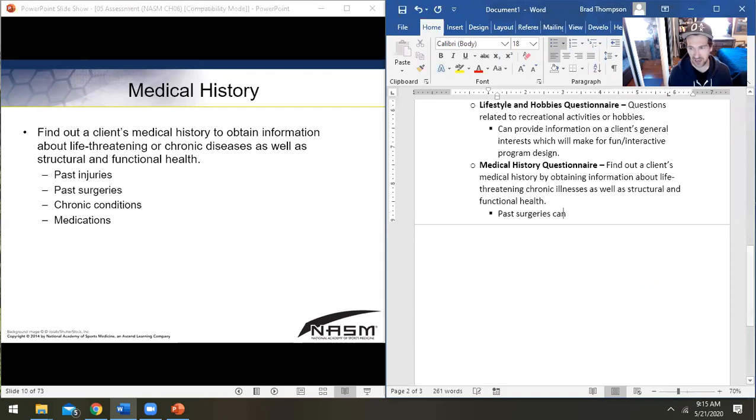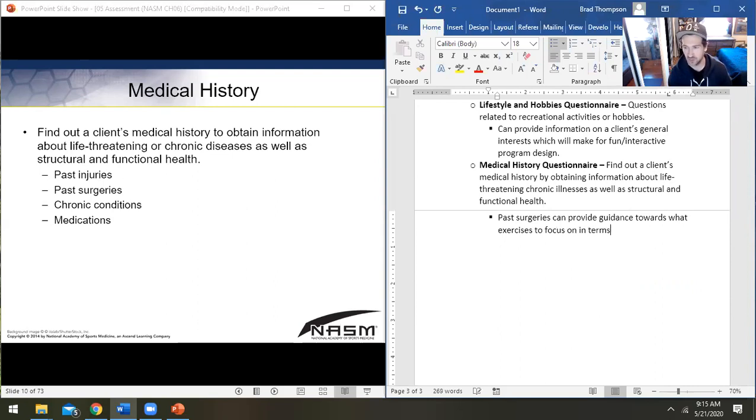Past surgeries can provide guidance towards what exercises to focus on in terms of mobility and stabilization. Past injuries, same concept. I'm actually going to put injuries and surgeries together. Past injuries or surgeries. Chronic health conditions, that's obviously going to be huge.